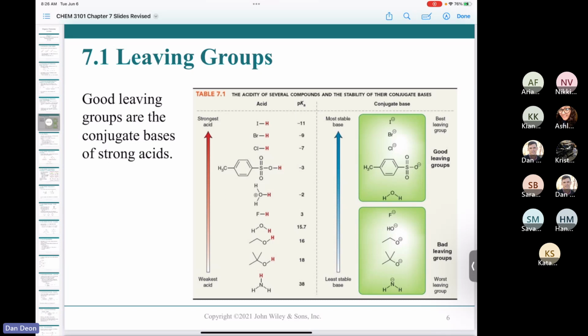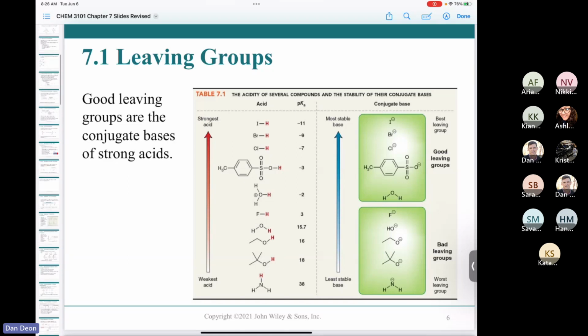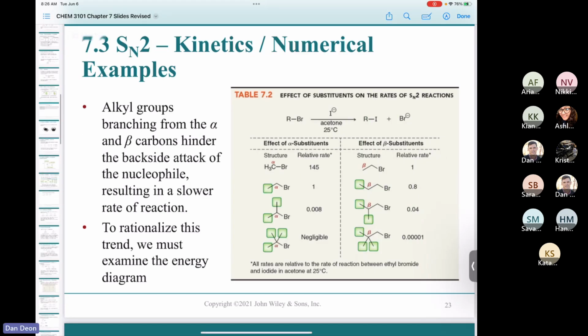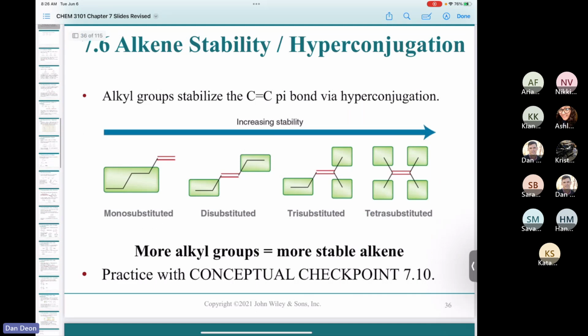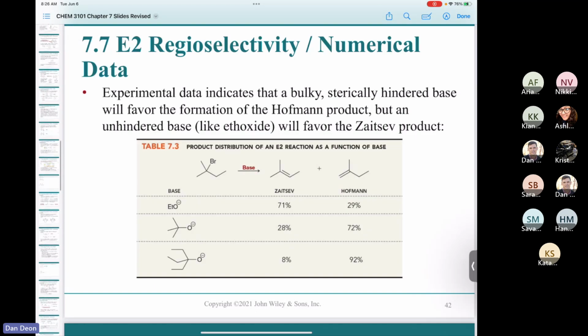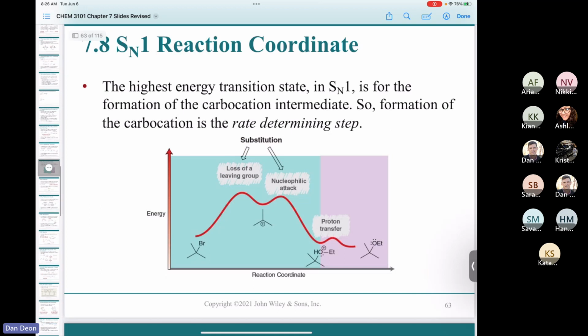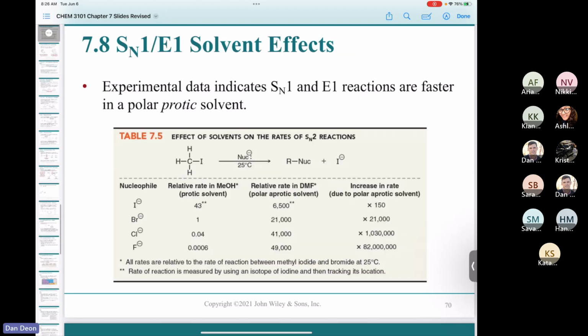So you want to make sure that you familiarize yourself with this table and that you're aware of something that's a good leaving group, and that you also want to know what a poor leaving group is. I just want to check all the tables here. There's a couple of tables that I want to make sure that I show you. And again, I don't have my contacts in, so my vision isn't the greatest. So just bear with me as I try to find them.